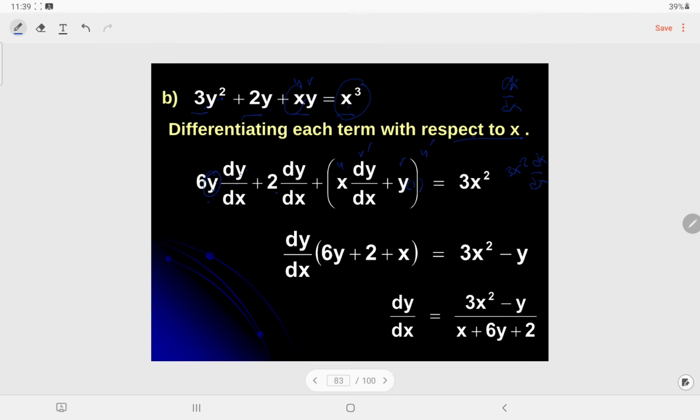Then we factorize dy over dx like this. This one we have dy over dx, dy over dx, dy over dx, so we need to bring these to the right-hand side. So we factorize, and then we can solve for the value of dy over dx.